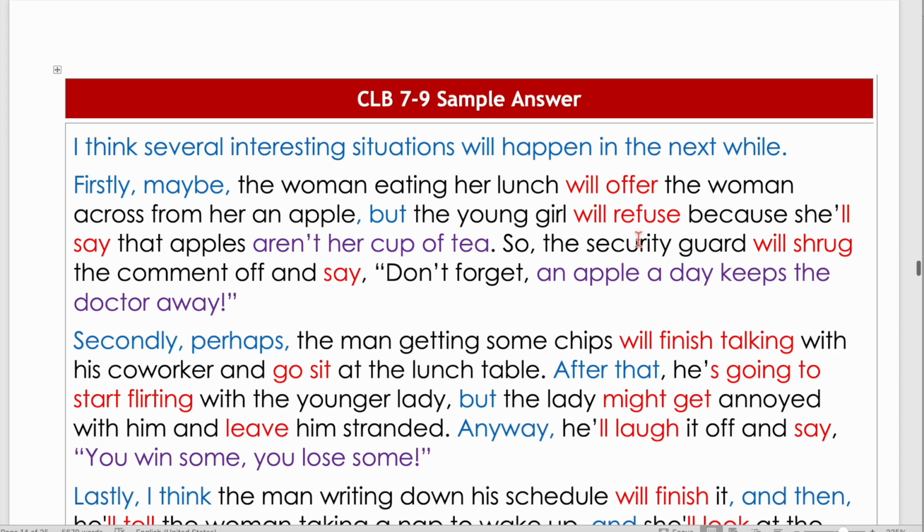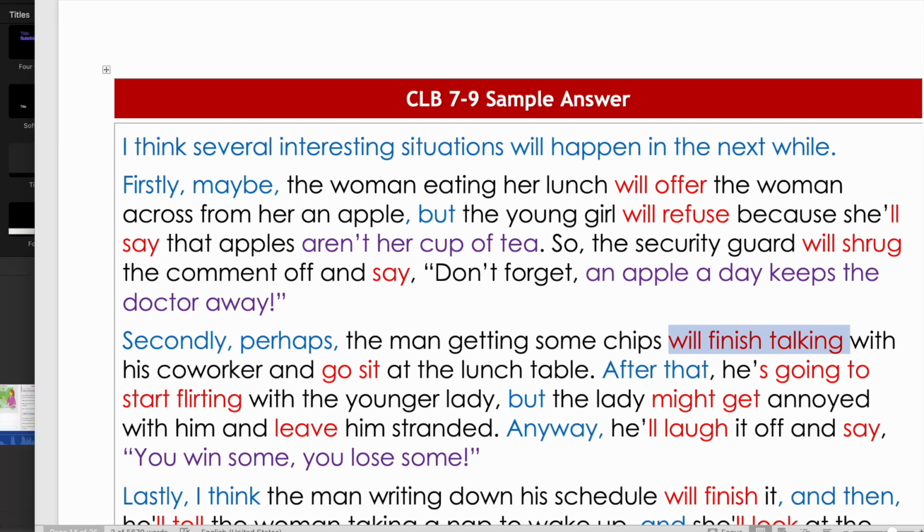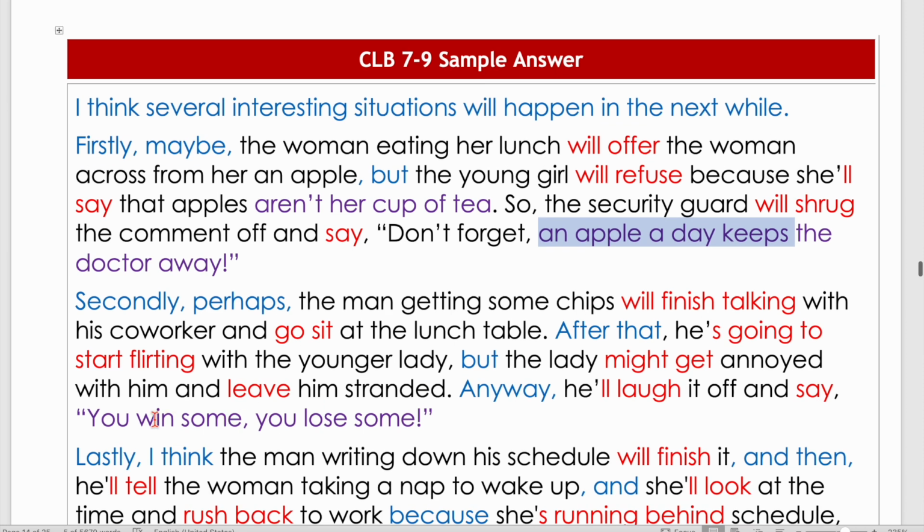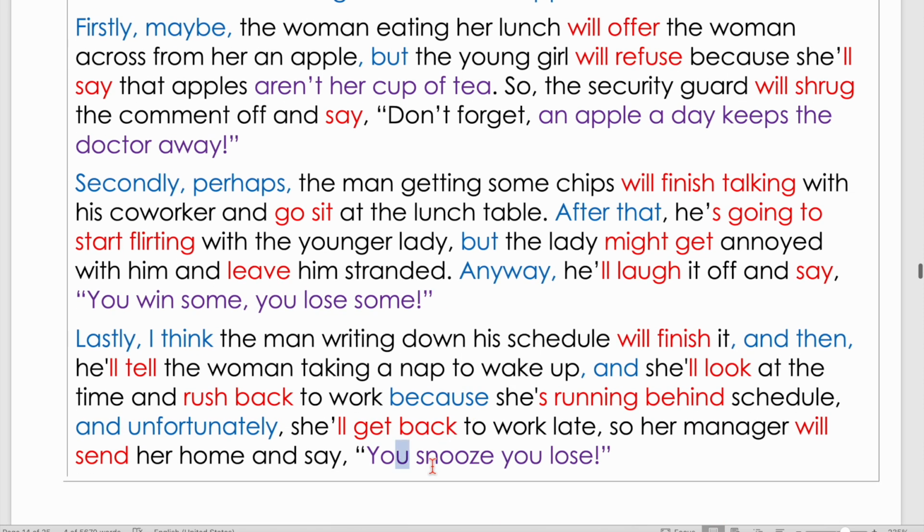We used will, we used might, we used future continuous. Those are stronger tenses, okay? And of course, we use these really great expressions over here. And those expressions are really good all the way to the end. We used one. And we expressed these ideas very strongly, okay? So that's why this answer is definitely 9 or higher.